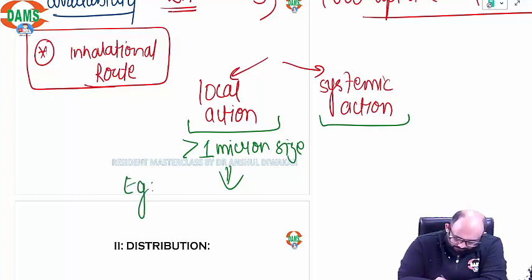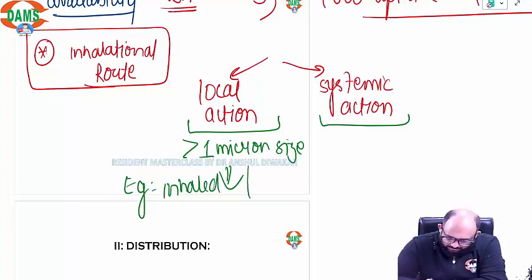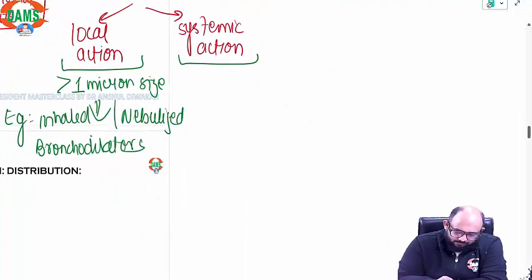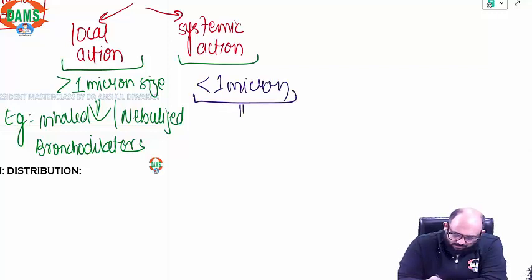Example, inhaled or nebulized bronchodilators. If the size of the particle is less than 1 micron, they will reach till the alveoli. So systemic action, volatile agents.